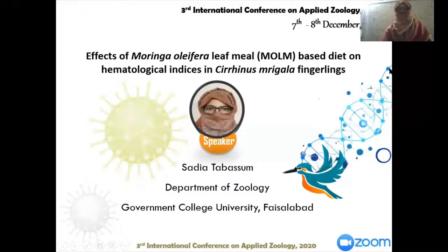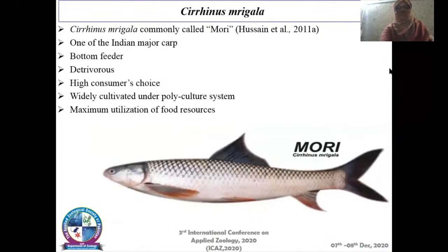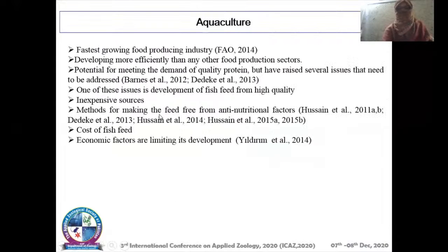My name is Sadia Tabassum from the Department of Zoology, Government College University, Islamabad. My research title is Effects of Moringa oleifera leaf meal-based diet on the hematological indices in Cirrhinus mrigala fingerlings. Cirrhinus mrigala, commonly called mori, is one of the Indian major carps. It is a high consumer choice, widely cultivated under the polyculture system. It has maximum utilization of food resources.